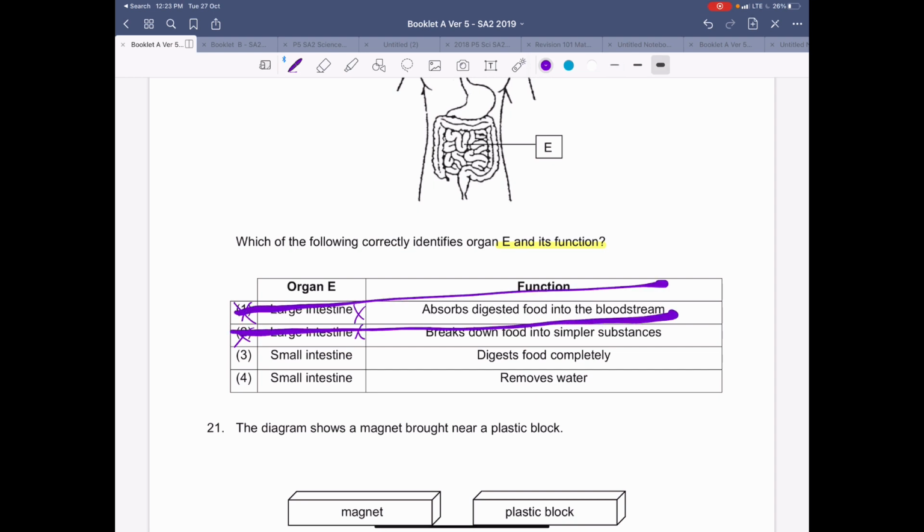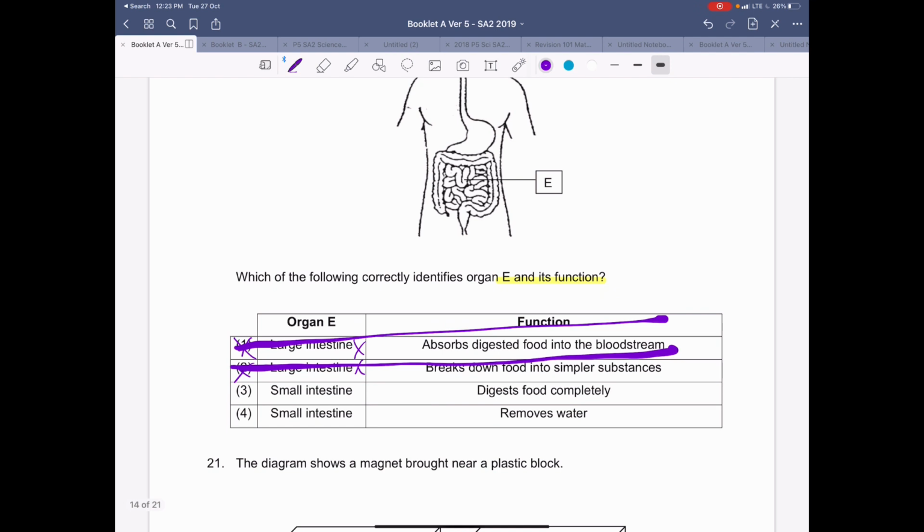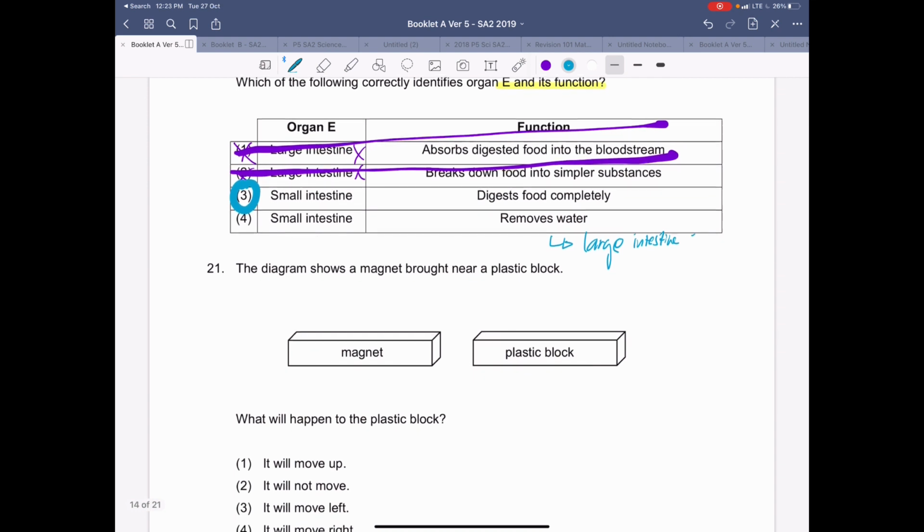Next, what is the function? Small intestine digests food completely. Yes, that's the answer. Now check for number 4 to make sure that it's not correct. So yes, remove water. This is the function of your large intestines. Now be very careful. In actual fact, it's not remove water, it's remove excess water. If you remove water, then your body will completely dry. There's not an ounce of water left in you.